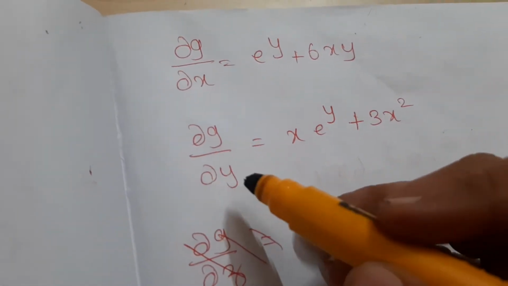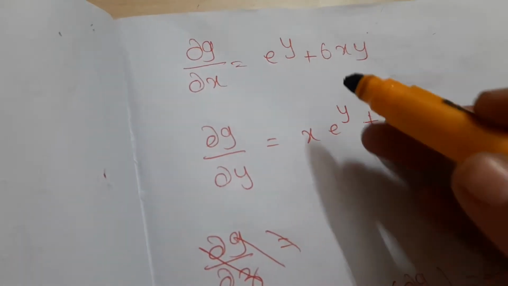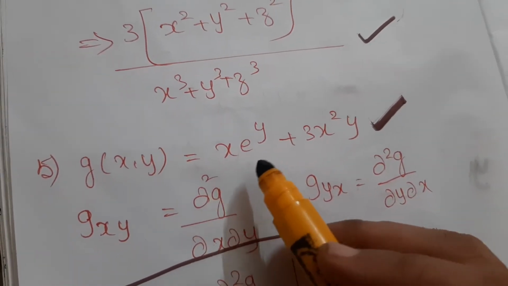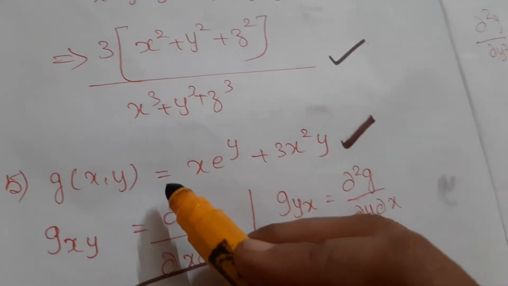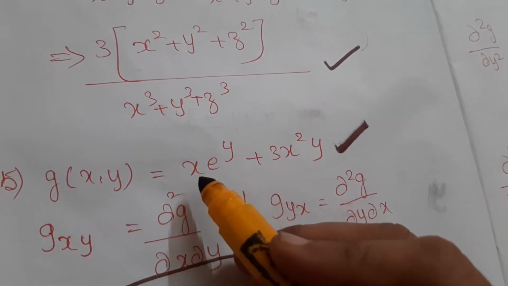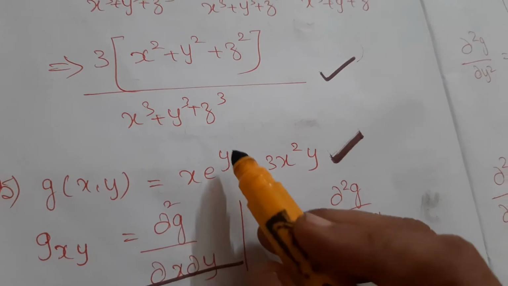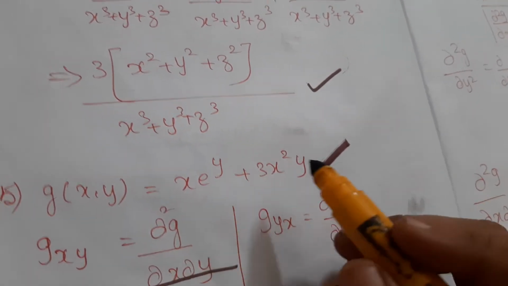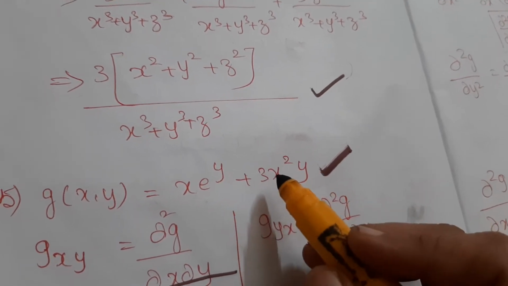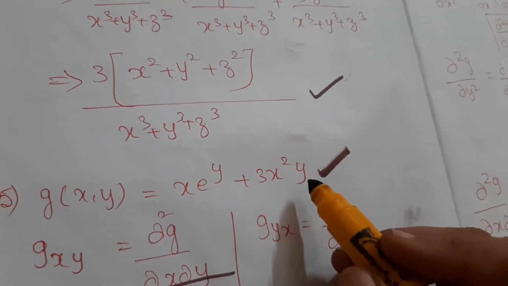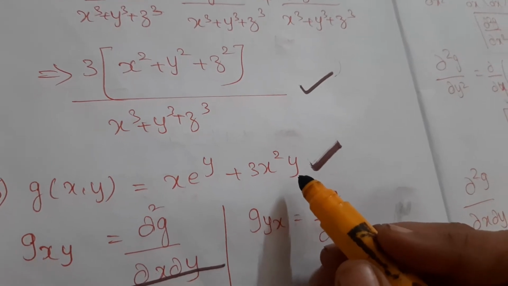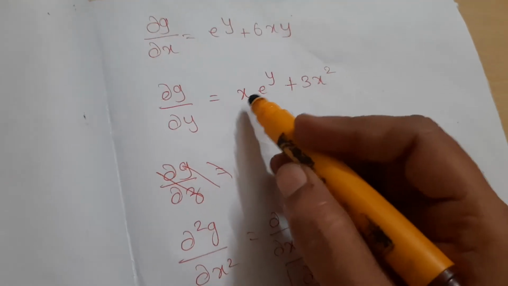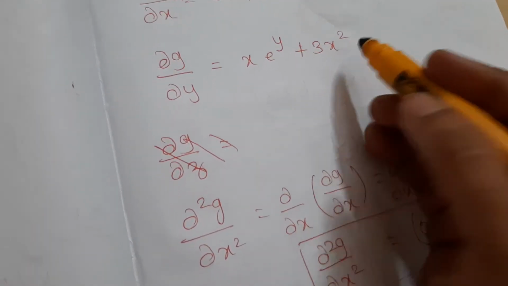Now dou g by dou y is equal to, here I want to differentiate this function with respect to y. So here x must be treated as constant and e power y I want to differentiate partially with respect to y. And this 3x square must be treated as constant. The differentiation of y is 1. So here I have written this: x into e power y plus 3x square.